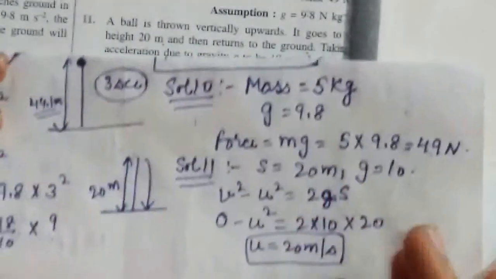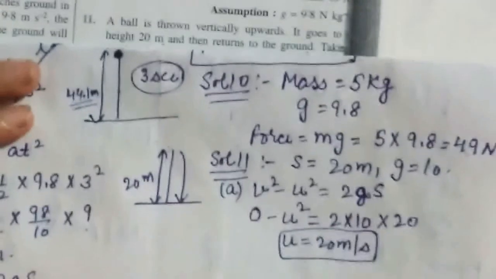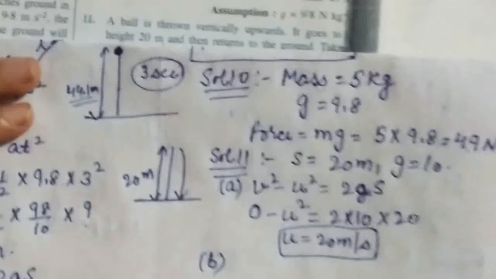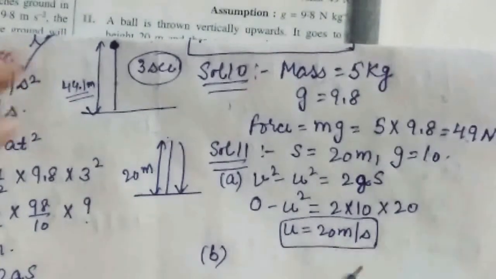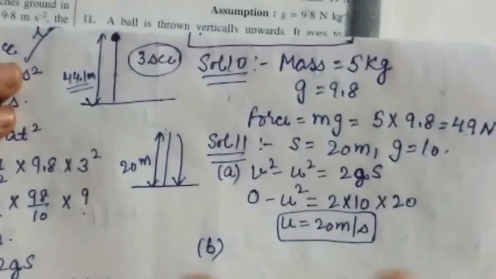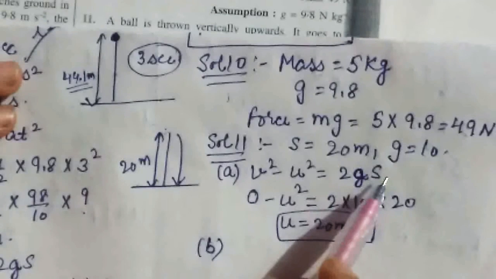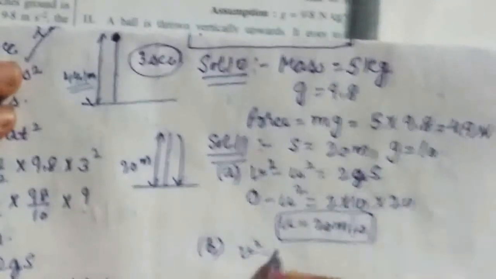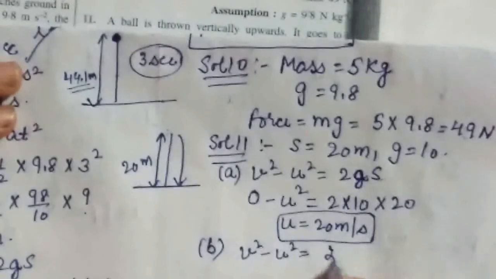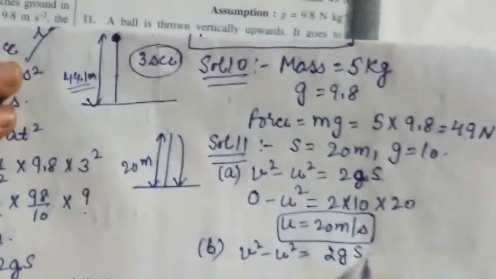Now the second part, the B part. Again student, we have to apply the equation of motion: v square minus u square is equal to 2gs.